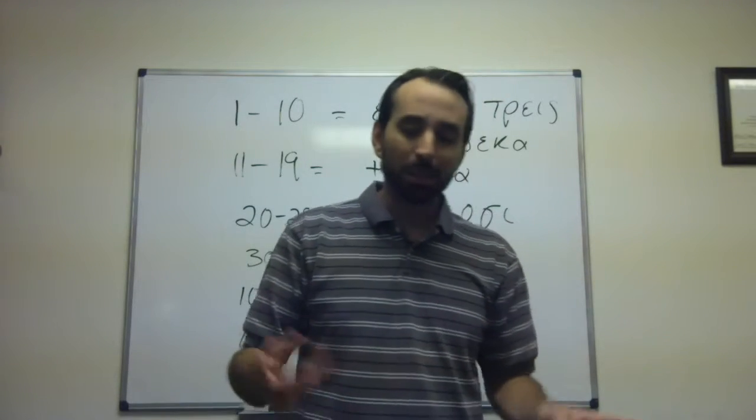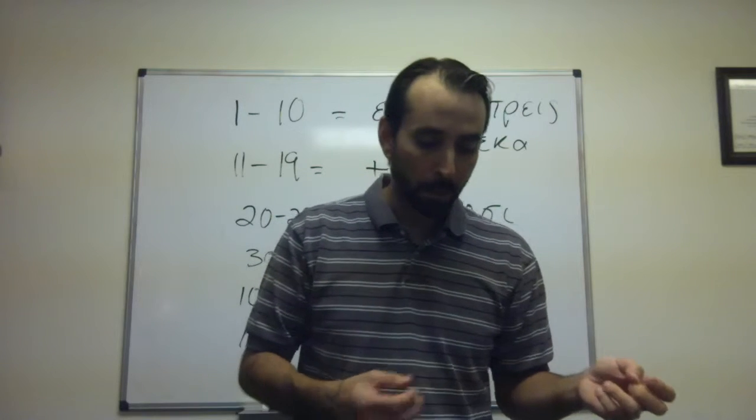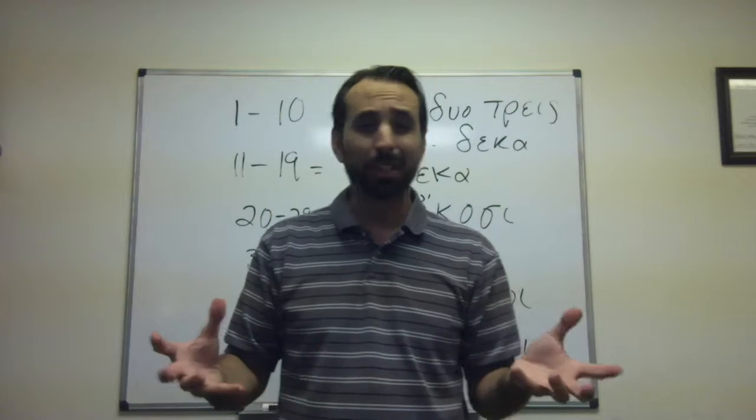Okay. Now, the only other two types of numbers are what we call ordinal numbers, which are ordering numbers, and adverbials, and we have these in English as well. And these are just vocabulary as well.